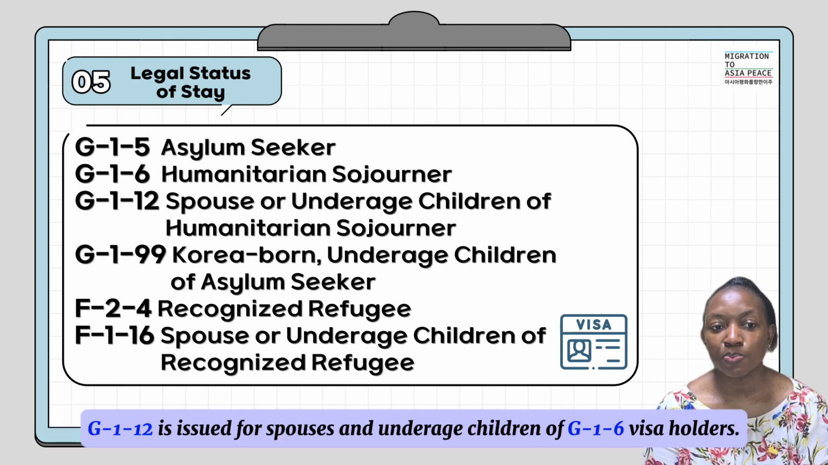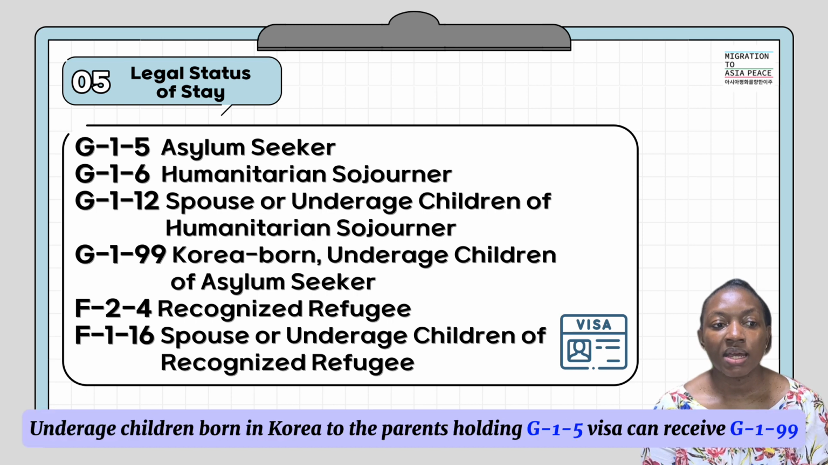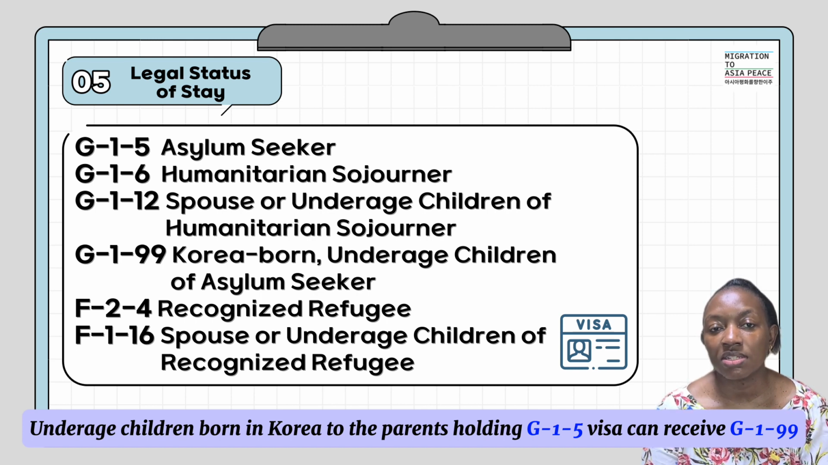G1-12 is issued for spouses and underage children of G1-6 visa holders. Underage children born in Korea to the parents holding a G1-5 visa can receive G1-99.